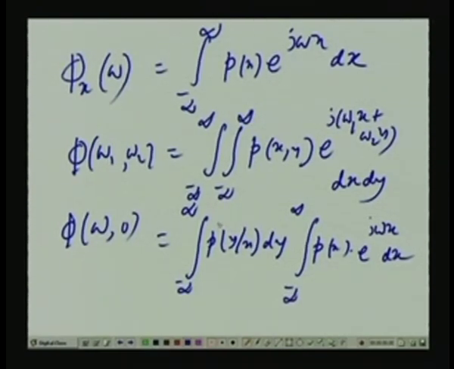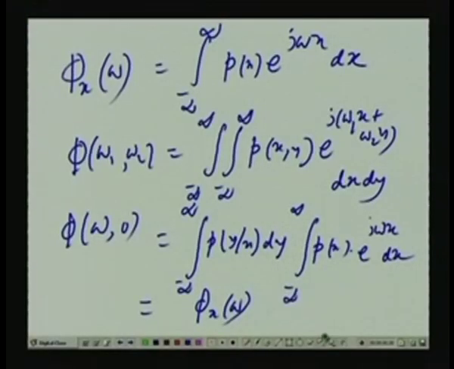Now, this inner integral is 1, because given any particular value of x, the total probability of y taking values from minus infinity to infinity is 1, and the outer integral is nothing but the marginal characteristic function phi x omega. So, phi x omega is nothing but phi omega comma 0. If you are given the joint characteristic function, put omega 2 equal to 0, take omega 1 equal to omega, whatever you get, that is a function of omega alone, and that is the marginal characteristic function of x.